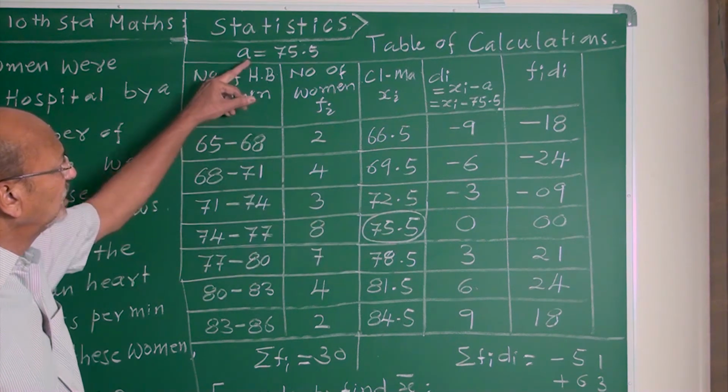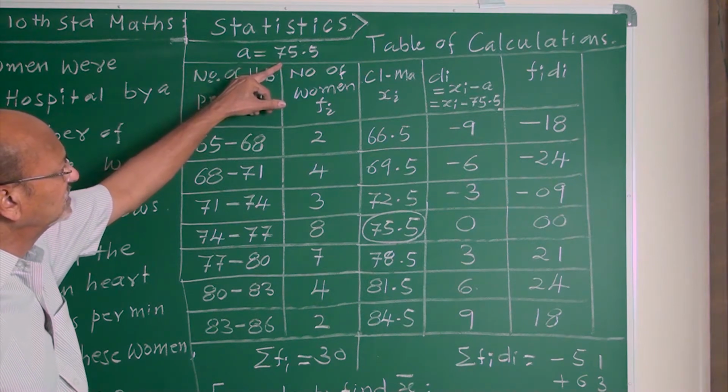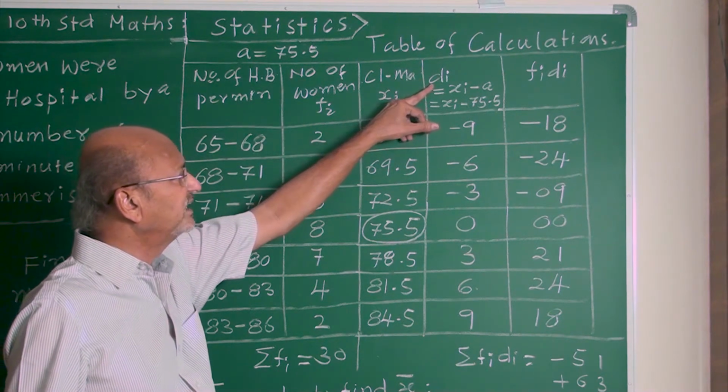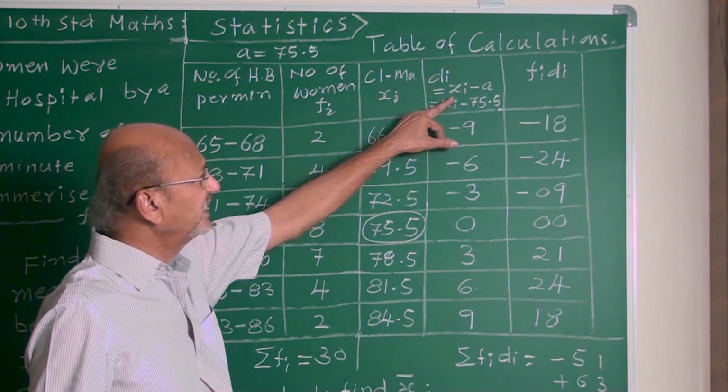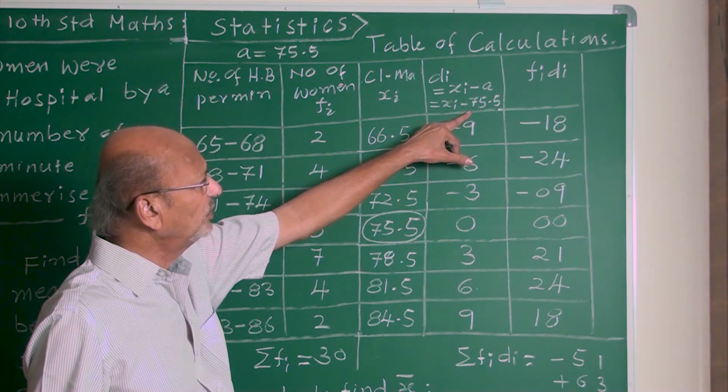75.5 is your assumed mean, my friends. Assumed mean A is 75.5. Then you have to go for the column Di, deviation Di, Xi minus A. Xi minus A, where A is 75.5.